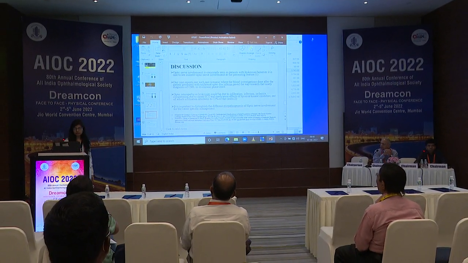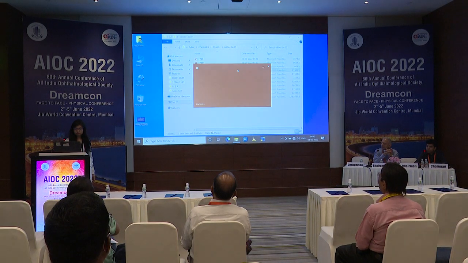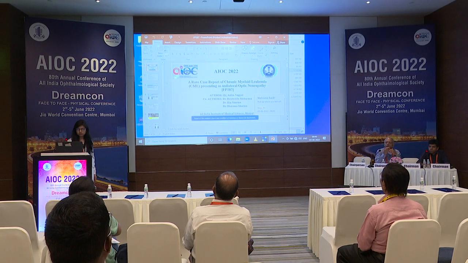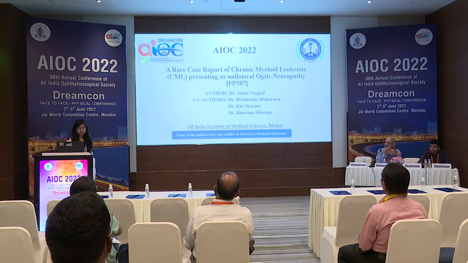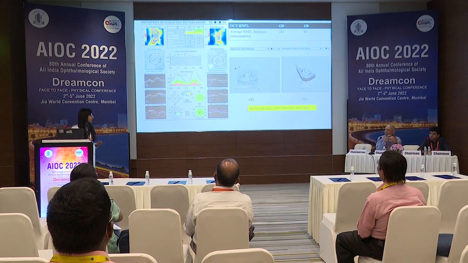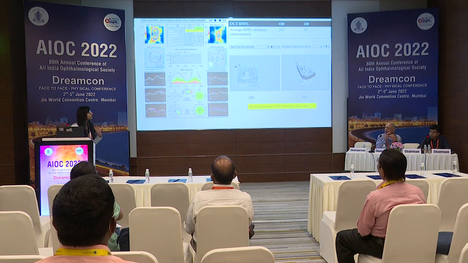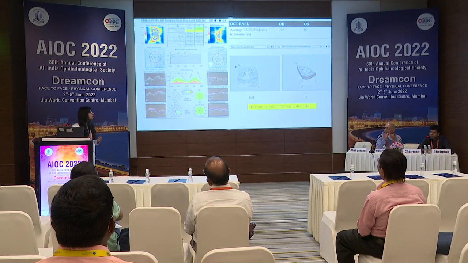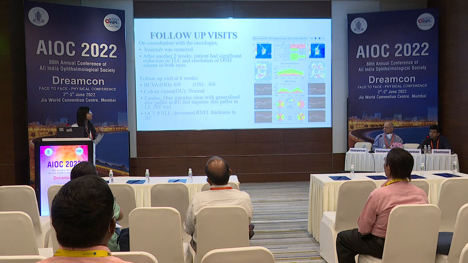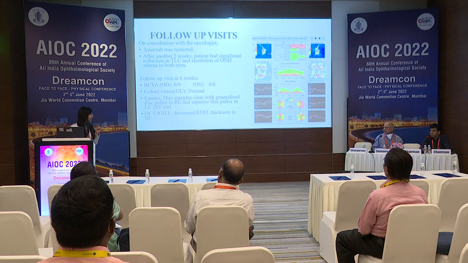Sir, actually the optic neuropathy in CML can be due to inflammatory reasons, can be due to infiltration, can be due to ischemia, or can be due to the side effects of tyrosine kinase inhibitors. So what happened in your case? Yeah, sir, I most likely suspect an ischemic cause because when we did the CBC, the counts were highly raised and due to hyperviscosity syndrome, the paraoptic branches must have led to ischemia of the optic nerve head.